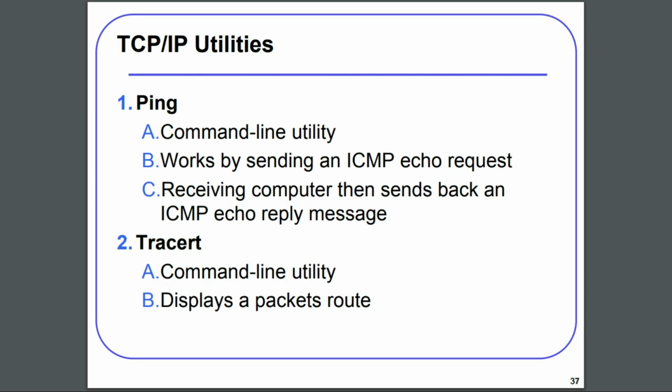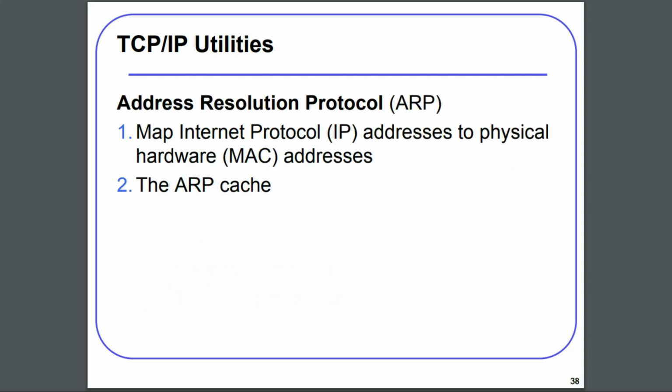So what are the TCP/IP utilities? First is the ping command. This is a command line utility that works by sending an ICMP echo request, and the receiving computer then sends back an ICMP echo reply message. Second is the tracert command line utility, which displays a packet route. Third is Address Resolution Protocol, ARP, which maps Internet Protocol IP addresses to physical hardware MAC addresses in the ARP cache.